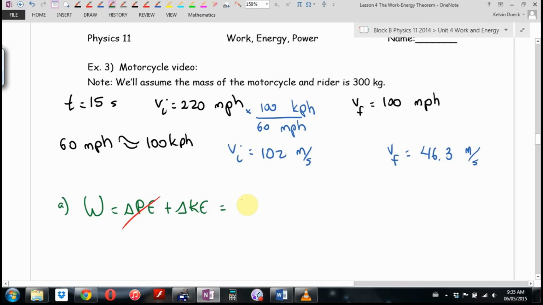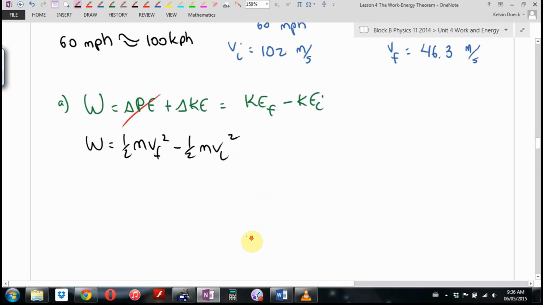Final minus initial. So if I hear you correctly, kinetic energy final minus kinetic energy initial. That's what you're saying? Are any of these zero? Was he ever stopped? No. Okay. A half m v final squared minus a half m v initial squared.